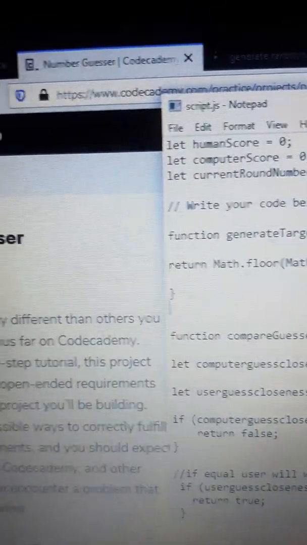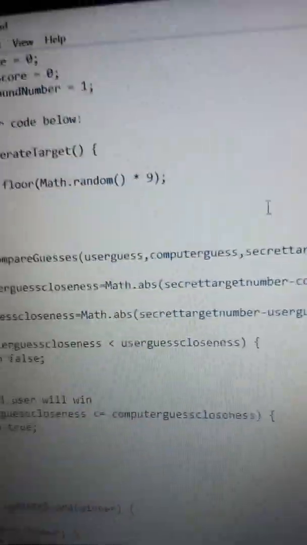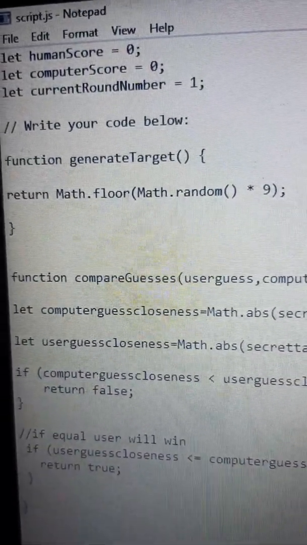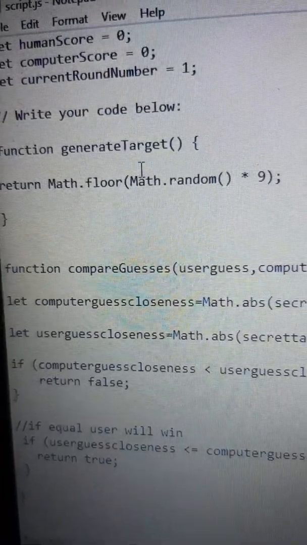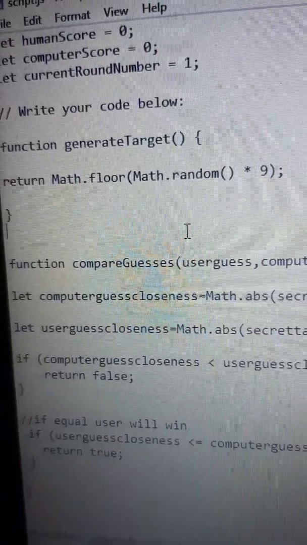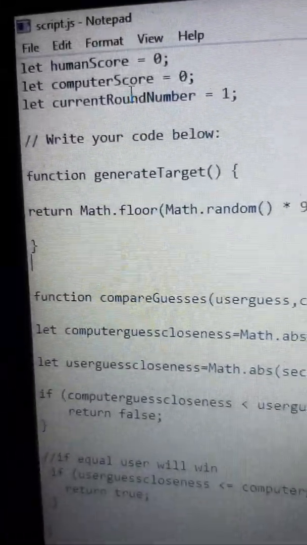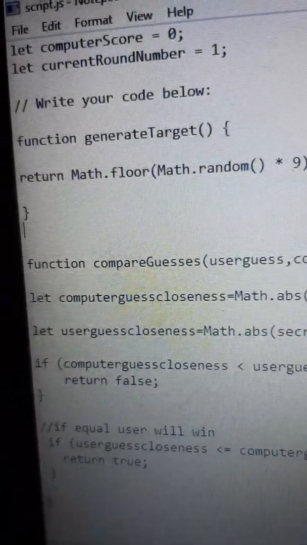This was the number guesser JavaScript. They asked us to define some functions. So one of them was the generate target, and that had to return a random number between 0 and 9. So that was implemented there.